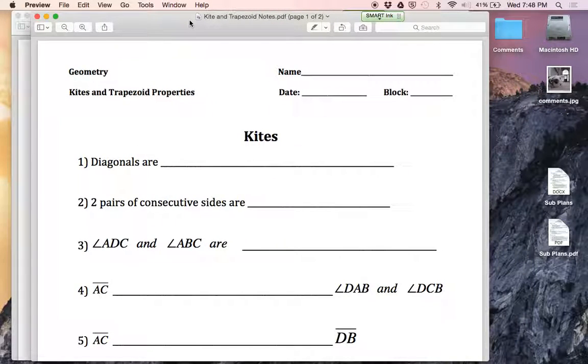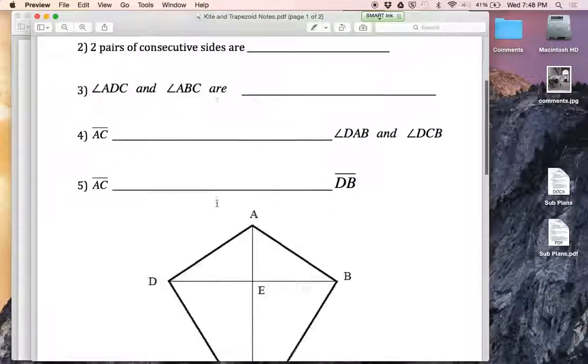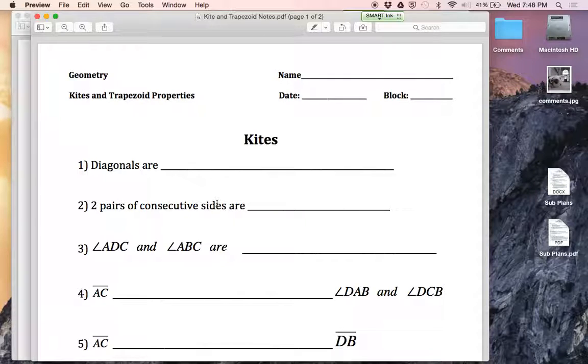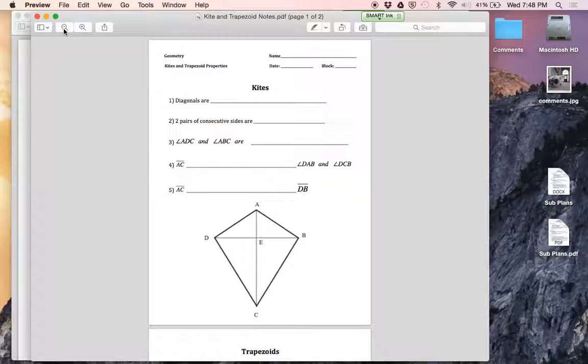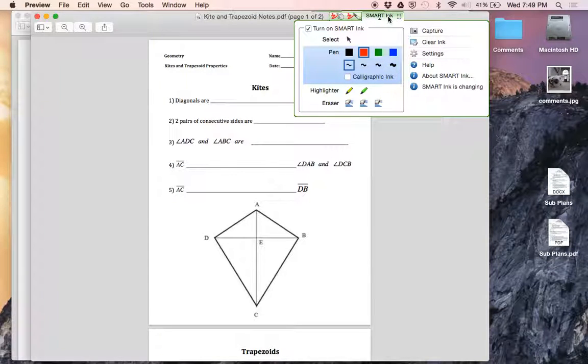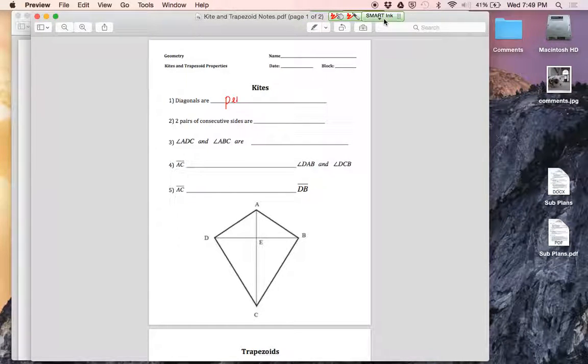So let's start out with trapezoids. Actually, let's start out with kites. So when we're looking at a kite, the diagonals of the kite are perpendicular. So you guys can fill this in. And the way we mark that in our diagram is with the right angle, a little box. So all 4 of those are perpendicular. 2 pairs of consecutive sides are, and you guys should know this from earlier this year, they are congruent. So these 2 are congruent, and separately these 2 are congruent.